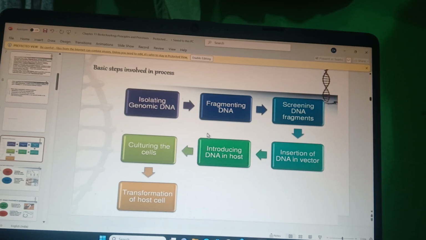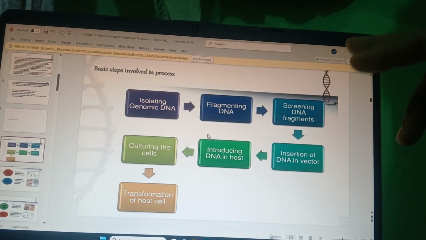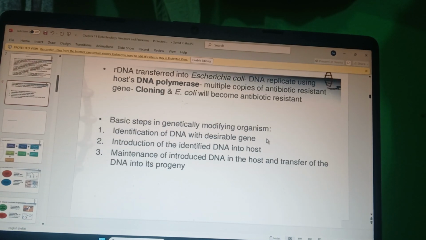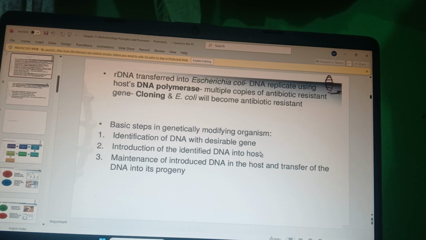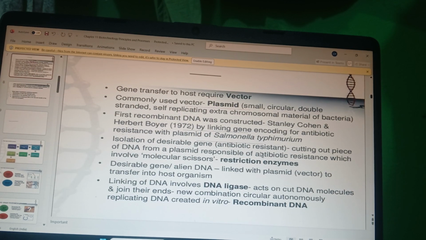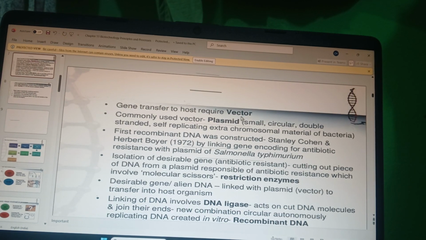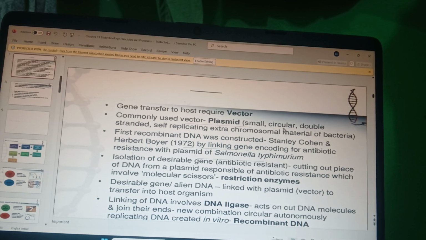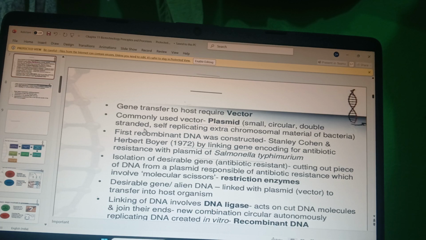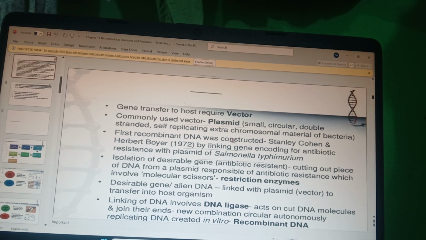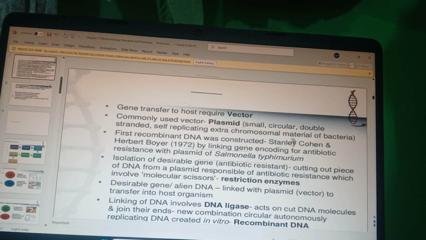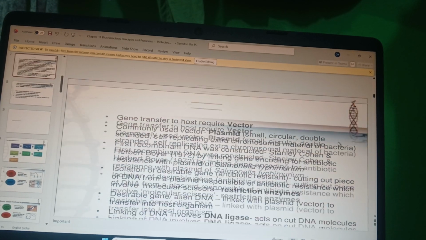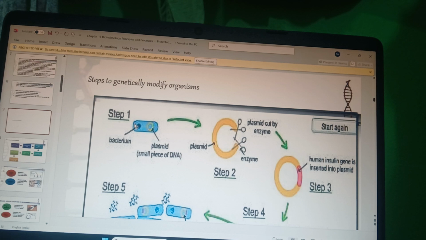Okay, the basic processes of biotechnology, understood. Basic steps also you have understood. Here two points are important. Vector is the vehicle for DNA, and plasmid is a commonly used vector. It is a small circular double stranded DNA, a self replicating extra chromosomal material of the bacteria. Extra chromosomal means, you look, this is the main DNA, and this is the extra chromosomal DNA.